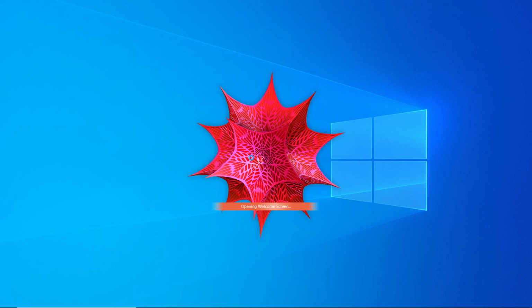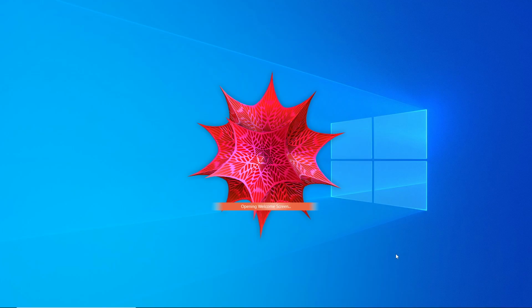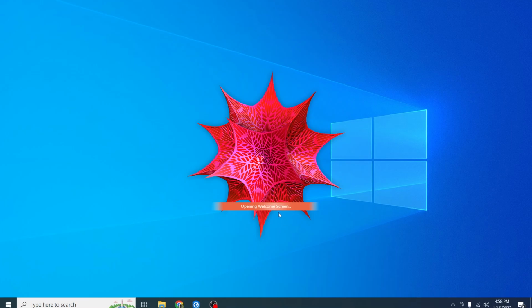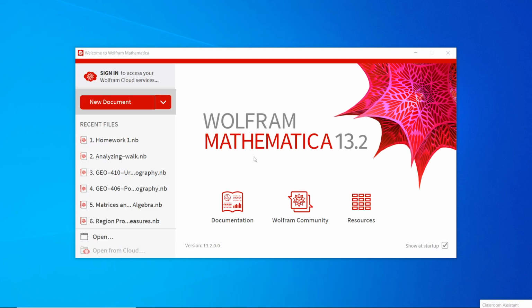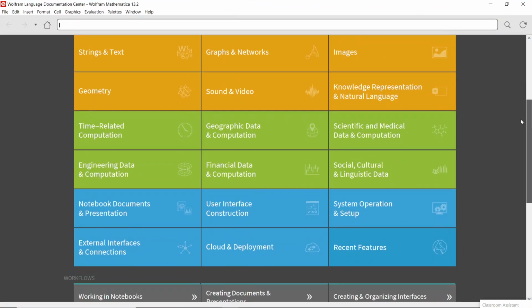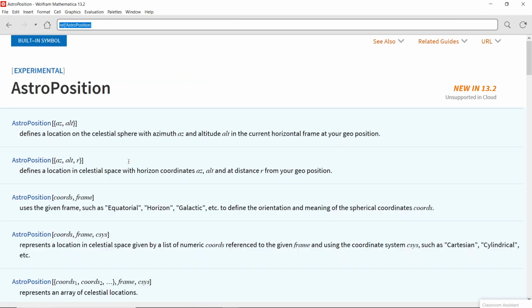Okay, I'm initializing Mathematica. Opening welcome screen. It's making a beeping sound. I can open up documentation. I can navigate to recent features. Click on AstroPosition.